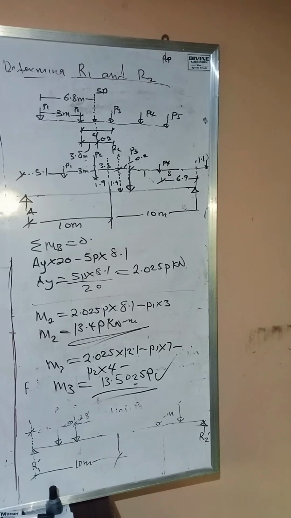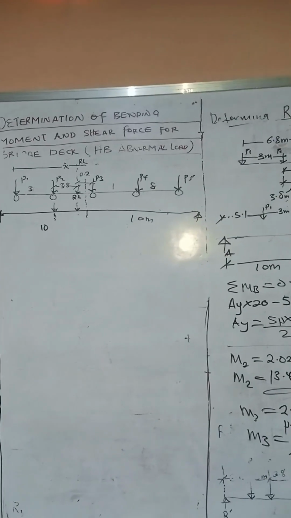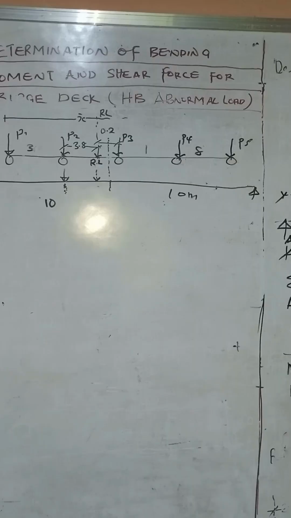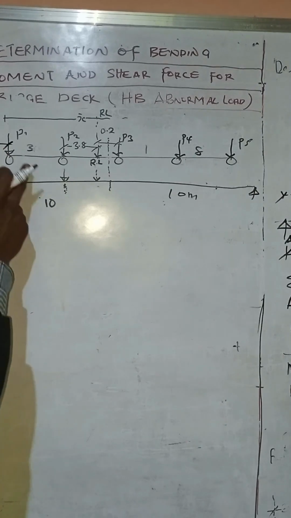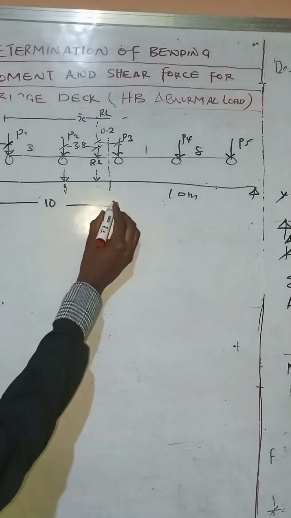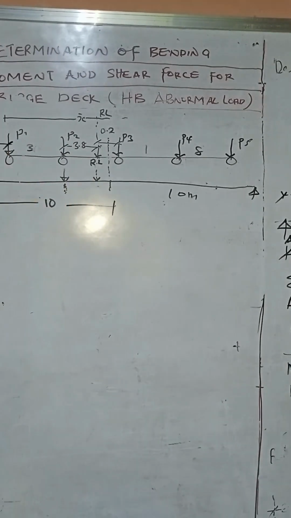Now let's go over to the next stage. The next step is to determine the moment due to the second load arrangement, as we have it on the board. Quickly, let's draw the beam. We've seen it as this. Quickly, we'll try and get the distance here. This is a span of 10 meters, with 3 and 3.